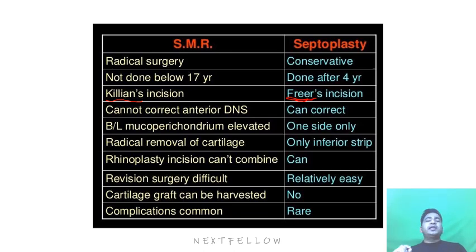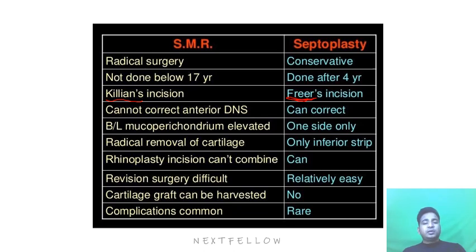SMR cannot correct anterior DNS, whereas septoplasty can correct the anterior-most DNS, that is caudal DNS. In SMR, both sides of mucoperichondrial flaps are elevated, whereas in septoplasty only one side of the mucoperichondrial flap is elevated and only the most deviated part is removed. SMR is radical removal of the cartilage and bone, whereas in septoplasty only the most deviated part, or we can say the inferior strip, is removed.